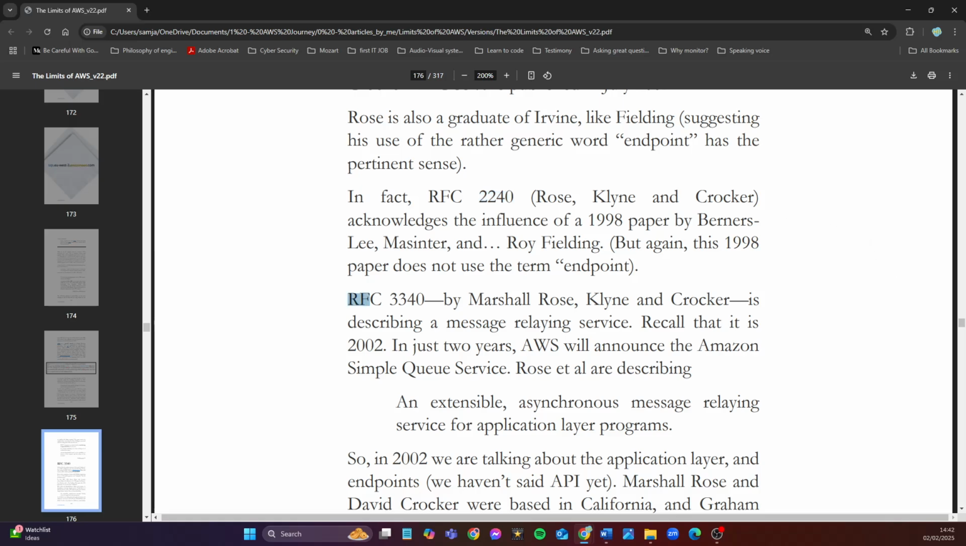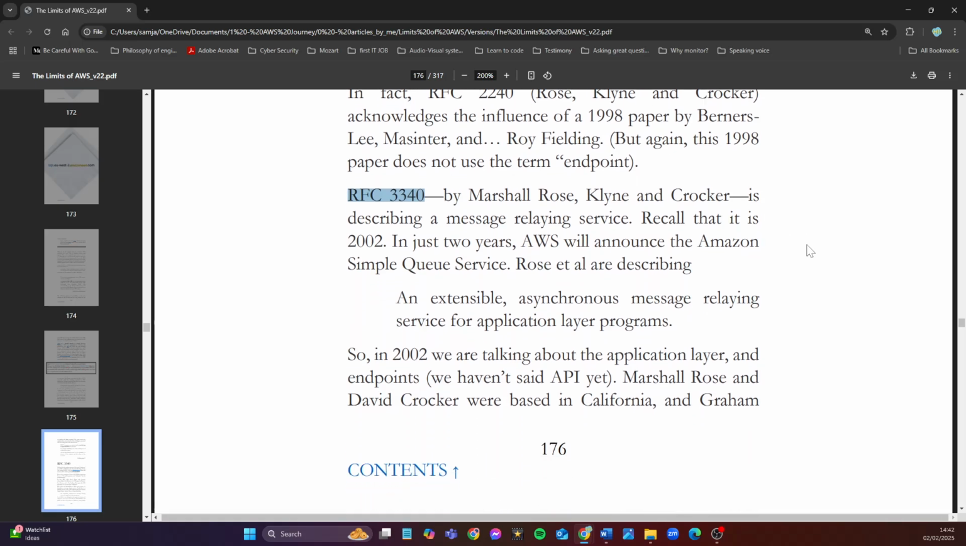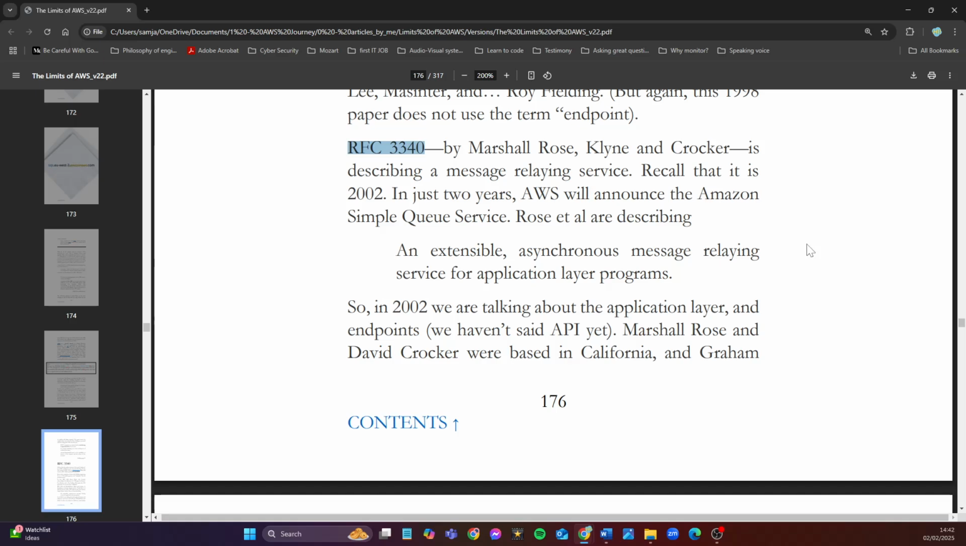Back to 3340. RFC 3340 by Marshall, Rose, Klein and Crocker. Remember those names. It's describing a message relaying service. Recall that it is 2002 when we get RFC 3340. In just 2 years, AWS will announce that they are beta testing and using internally at least the Amazon Simple Queue service. That's 2004. Rose et al. are describing an extensible asynchronous message relaying service for application layer programs.